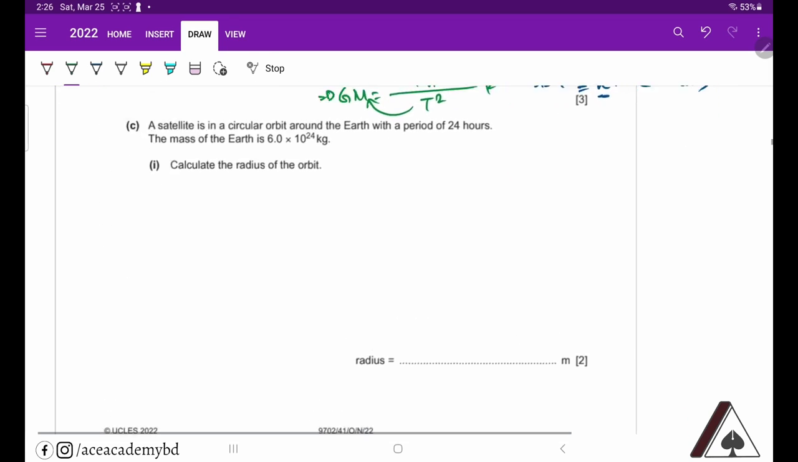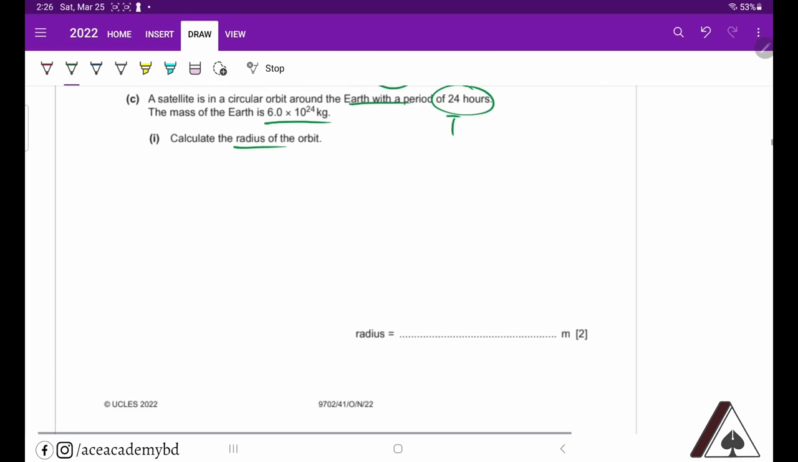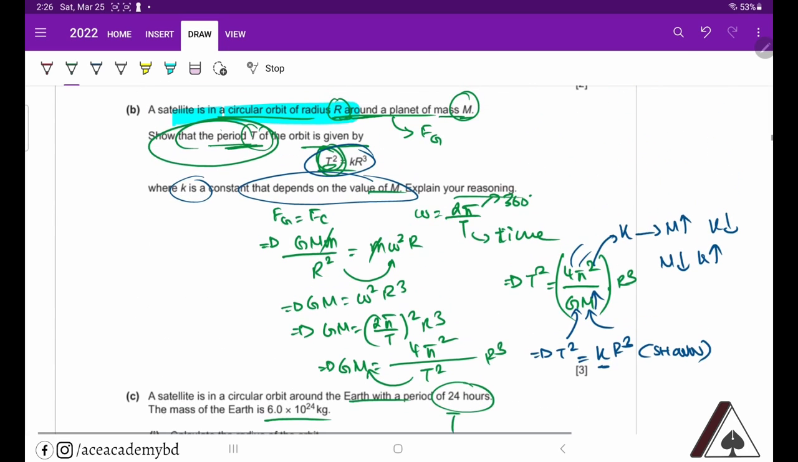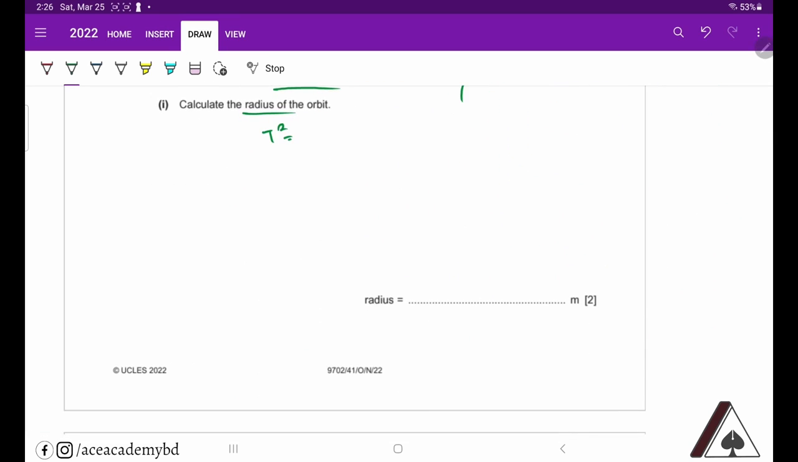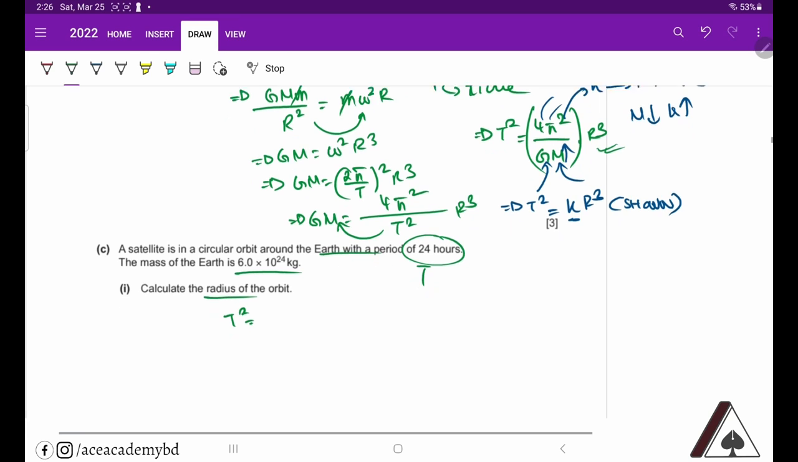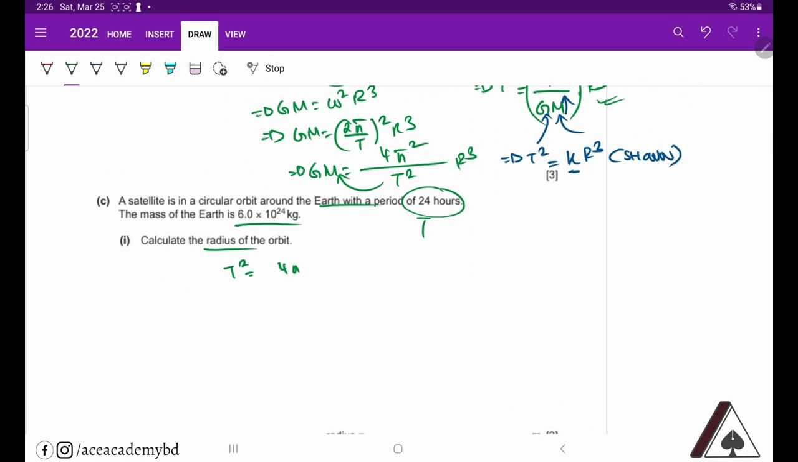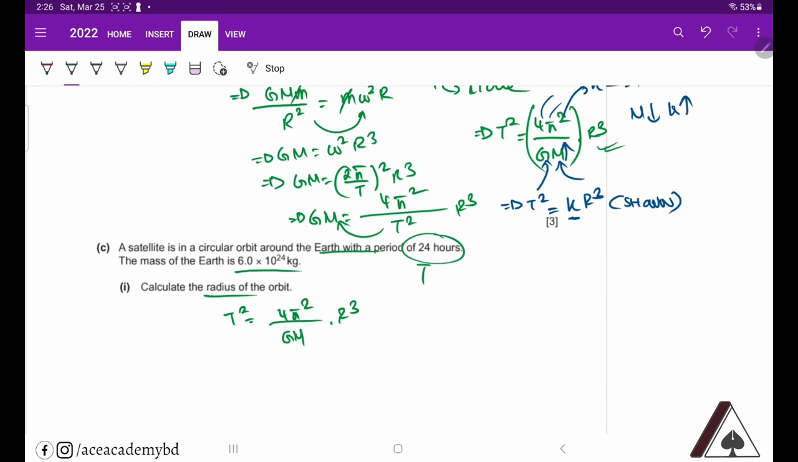Okay, now the next part, it says the satellite is in a circular orbit around the Earth with a period of 24 hours, which is T. The mass of the Earth is 6.0 times 10 to the power 24 kilograms. Calculate the radius of the orbit. So we can just directly make use of this equation which we derived, which is T squared equals 4 pi squared by GM times R cubed.